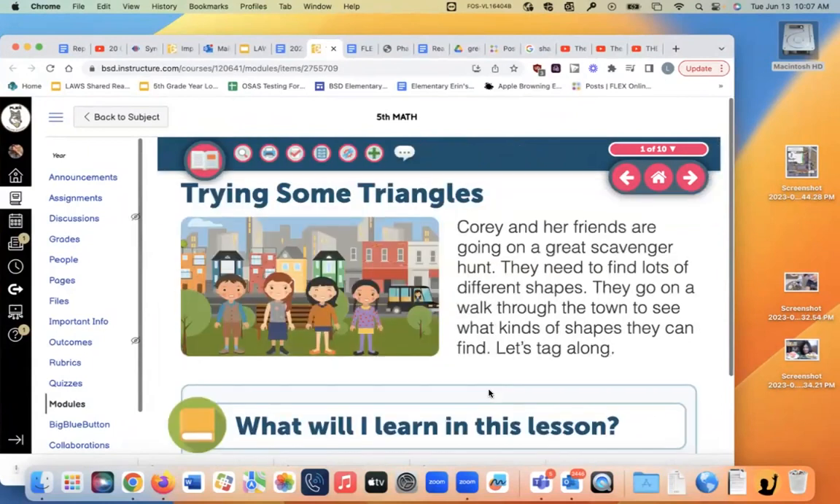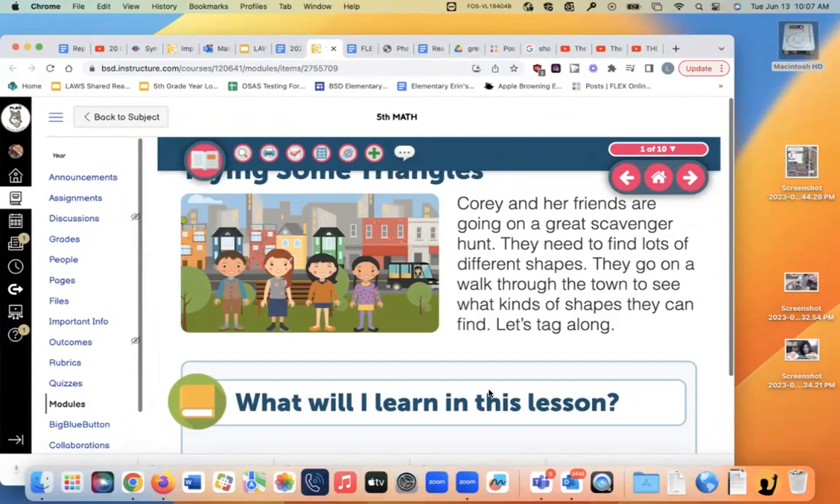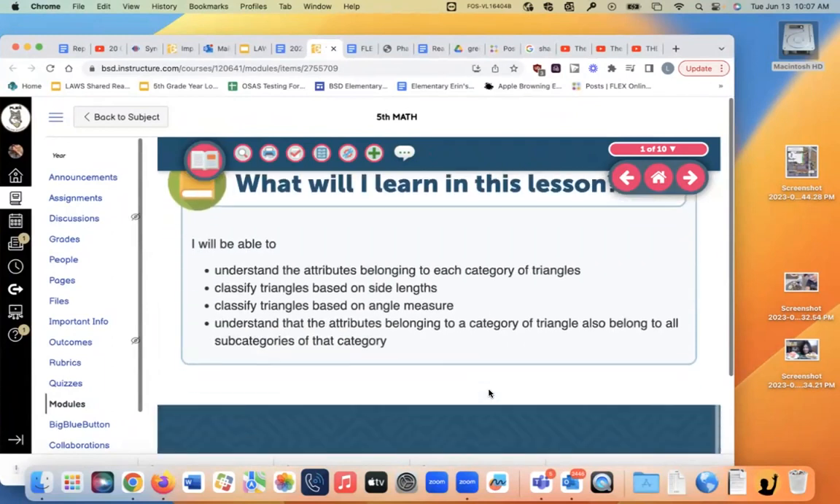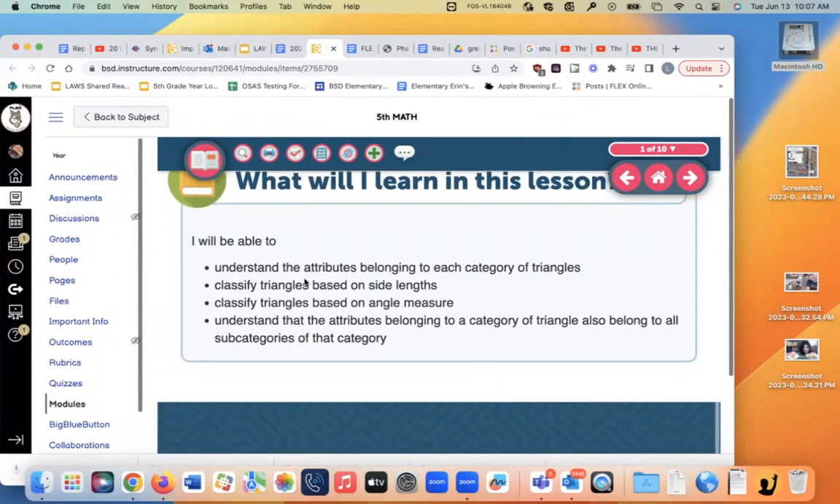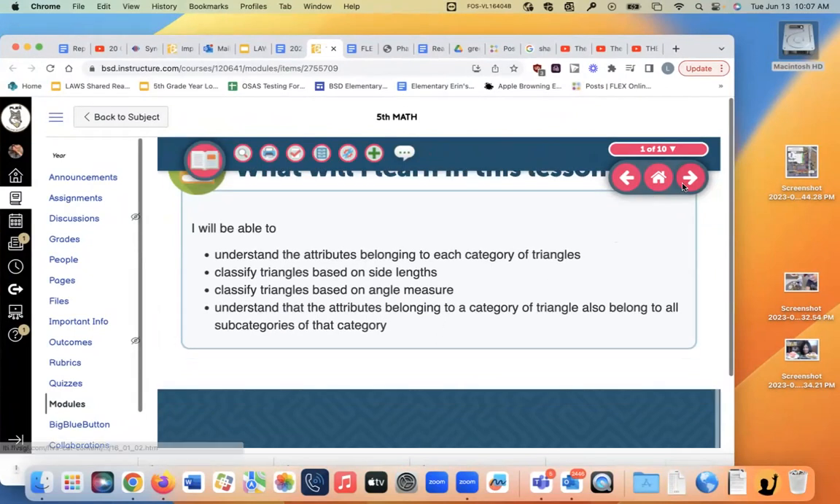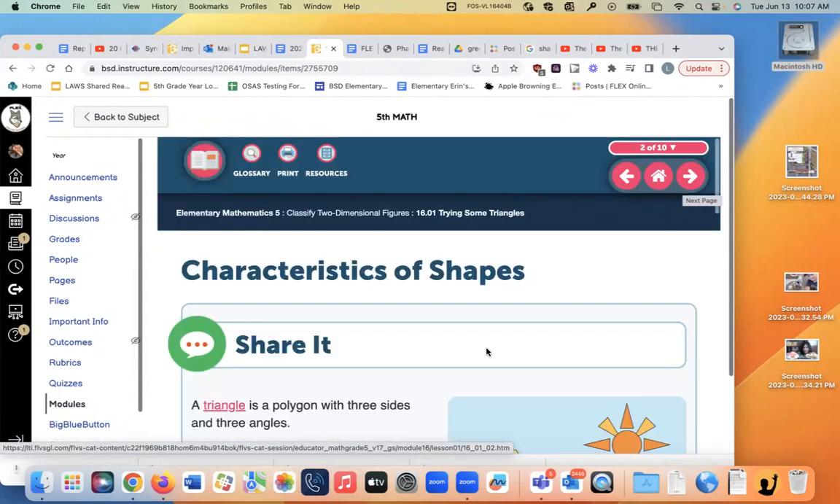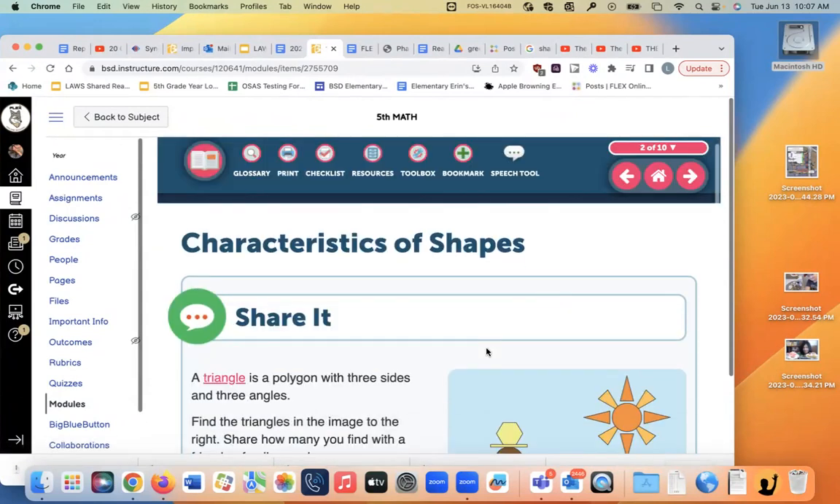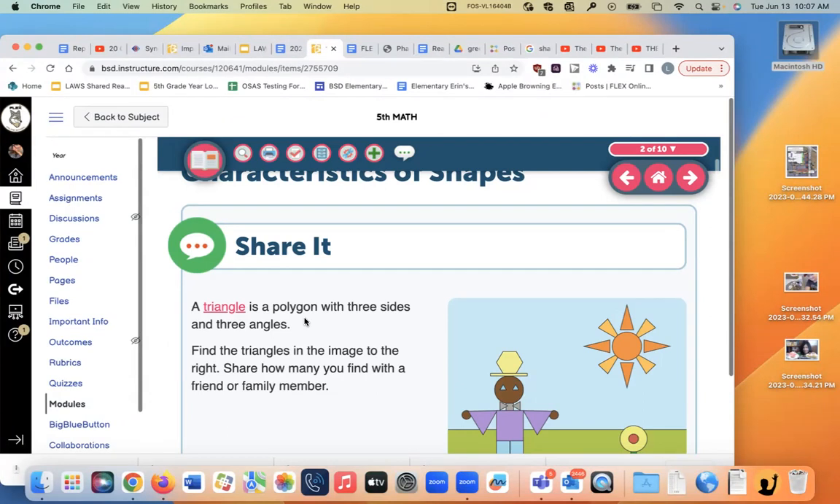Corey and her friends are going on a scavenger hunt. They need to find lots of different shapes. They go on a walk through town to see what kind of shapes they can find. Today, we're really focusing on triangles. Triangles have 3 sides. That's why they're called like tricycles. A triangle is a polygon. So there's lots of different kinds of polygons. That just means a many-sided shape, with 3 sides and 3 angles.